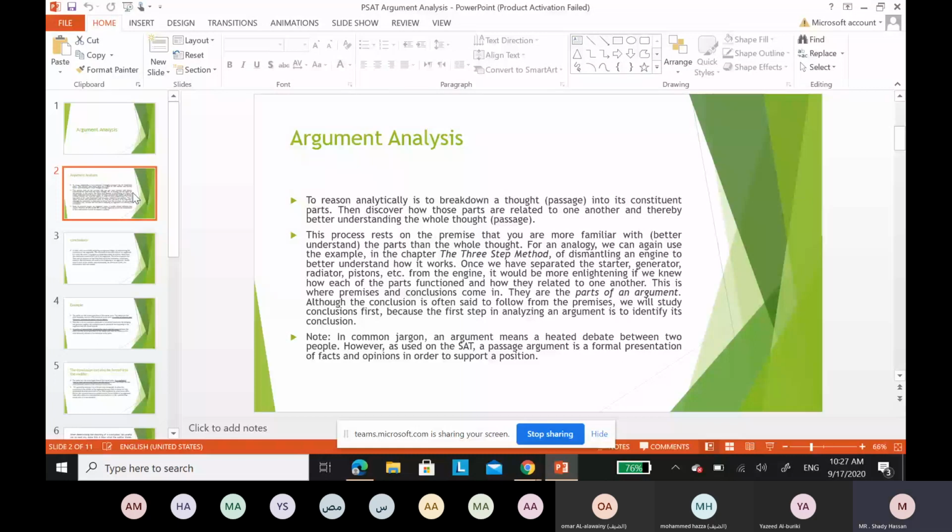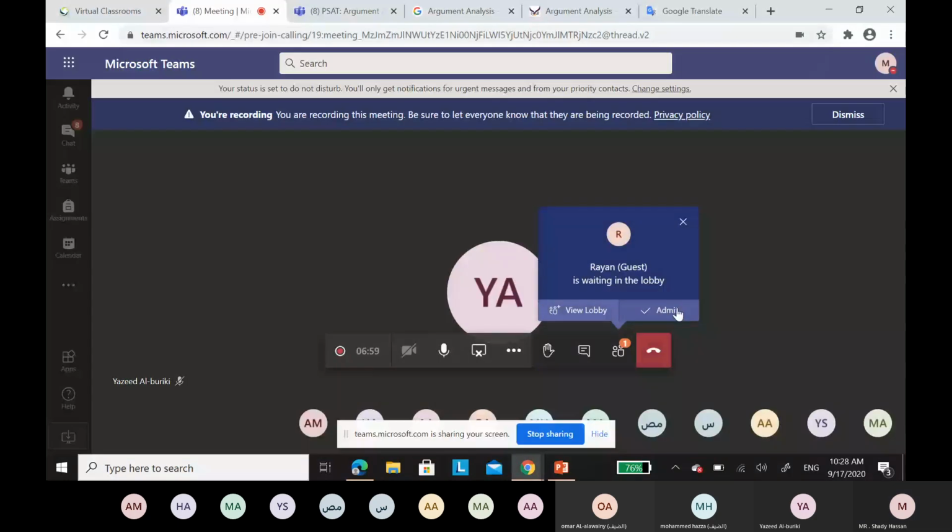To reason analytically is to break down a thought, to break down a passage into its constituent parts. This is what we are trying to do. We are trying to analyze. What do I mean by analyze? To break down the passage in its formal points into small pieces, so I can see the passage, I can see its parts, and I can answer the questions simply.